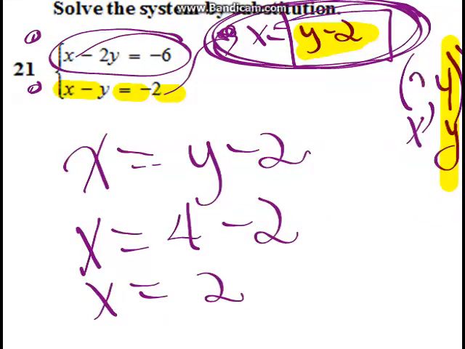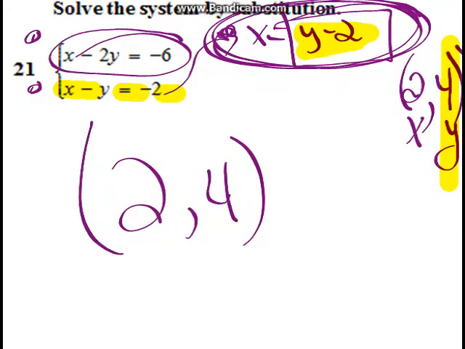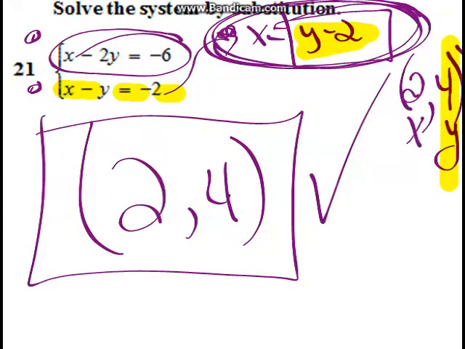So now we have both of our values for our point of intersection. And truly, what this represents is where these two lines intersect each other. That's the solution. So they intersect at (2, 4). And that's how to solve this by using substitution.